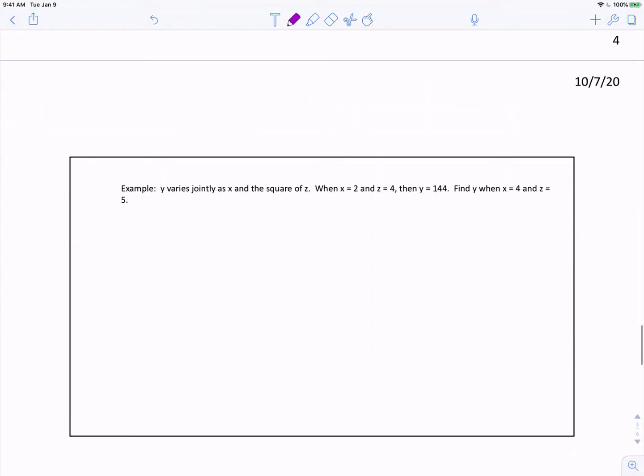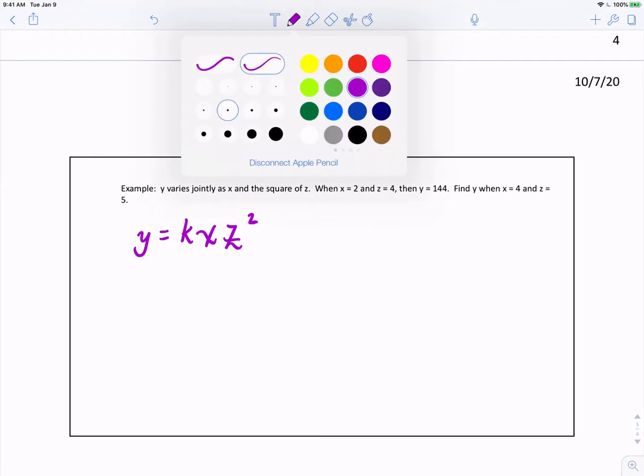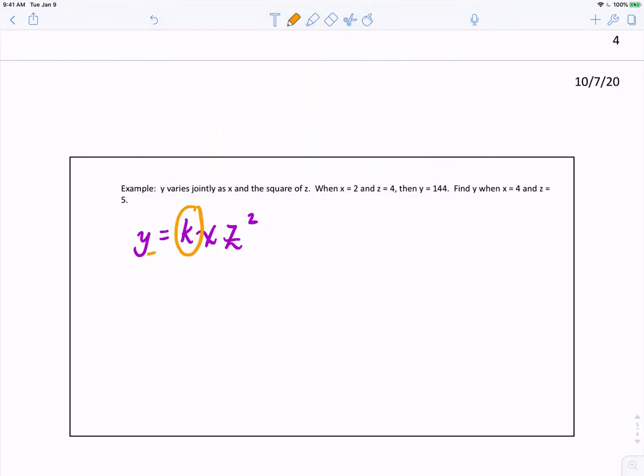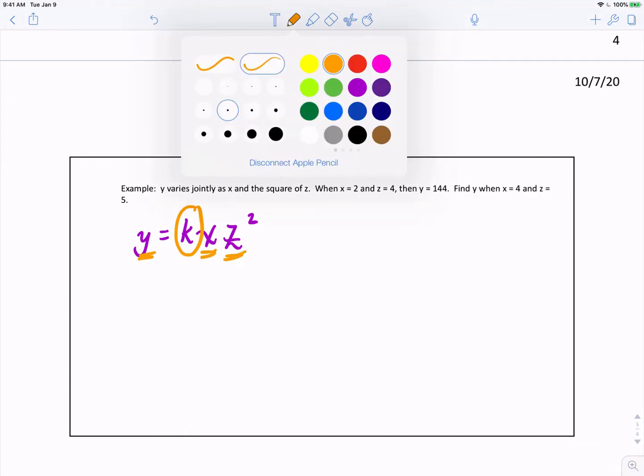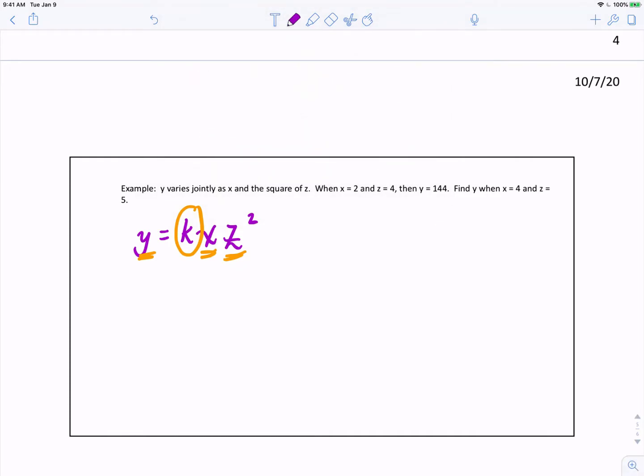One more example. Y varies jointly as x and the square of z. Notice it didn't say inverse anywhere, so that's why we didn't put anything in the denominator. The next sentence is going to give us everything we need to solve for k. So the next piece should have a y, an x, and a z. When x is 2 and z is 4, then y is 144.